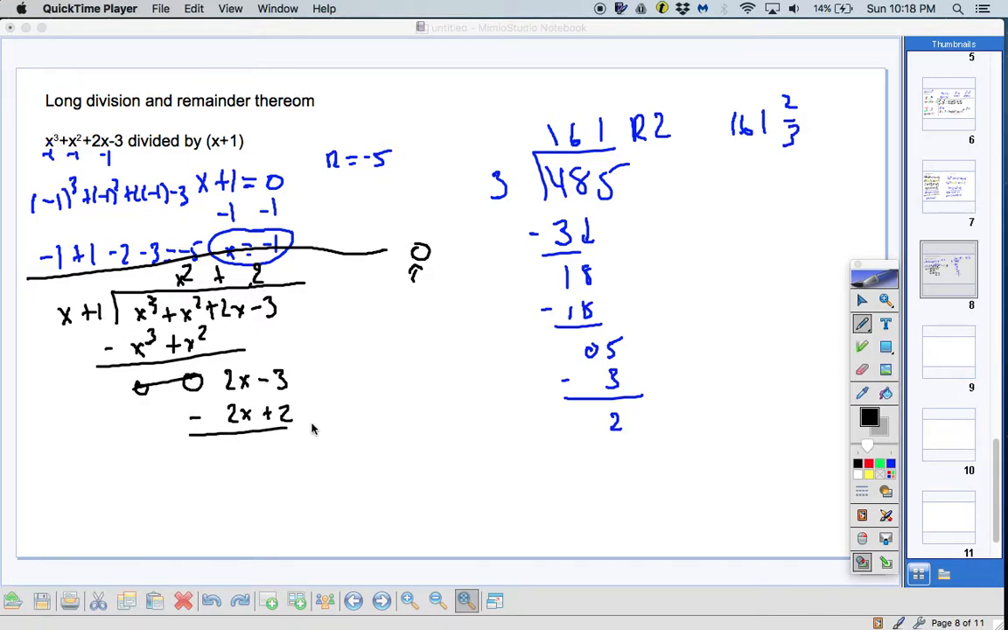And here's where we've got to be careful. We're subtracting. So we got 2x minus 2x is 0. Negative 3 minus 2 is negative 5. And if you don't see it right here, because it's easy to go negative 3 plus 2. That's not what this is. It's negative 3 minus a positive 2. And minus a positive is just negative. So it's negative 3 minus 2, which is negative 5. And we said the remainder was negative 5 to start with. So we're right.